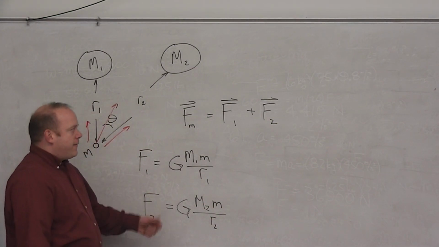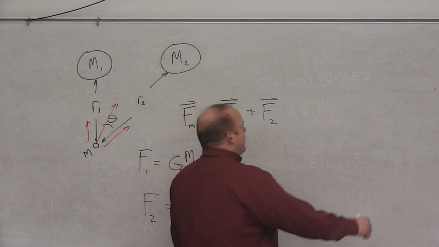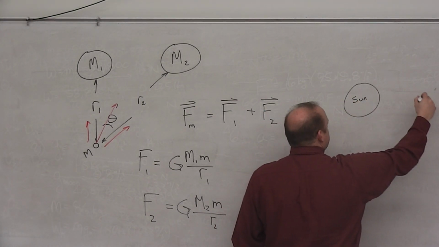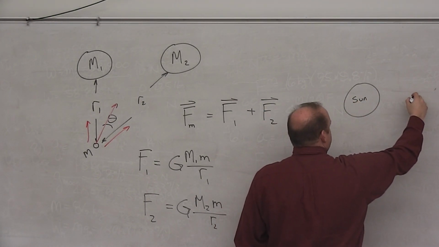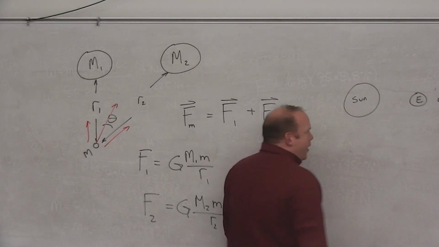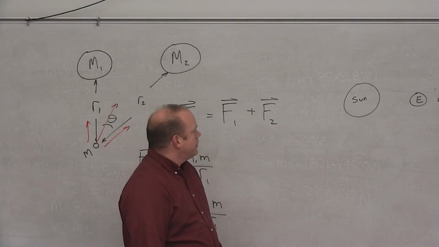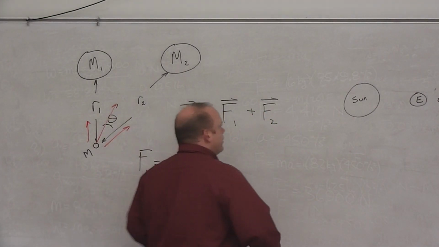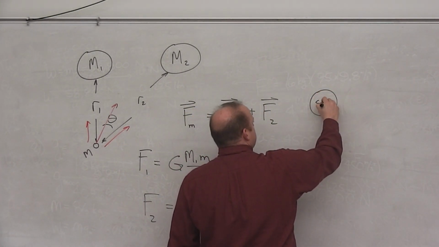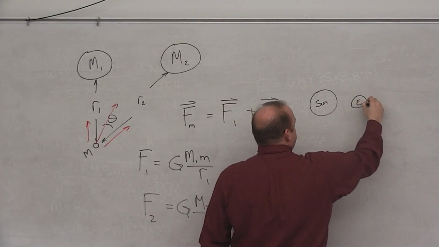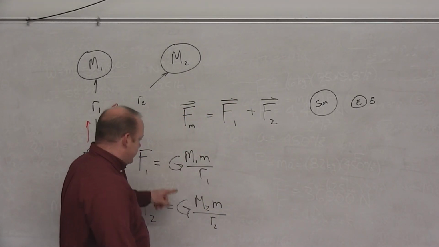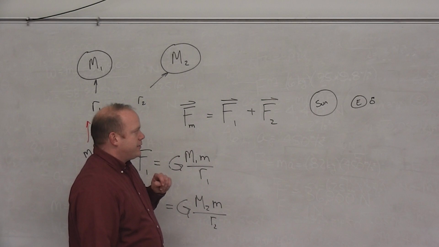Now, if we have them lined up like we have, let's just say we have the sun and the Earth with the moon over here, well, now we can do that calculation pretty straightforwardly. I think I might be running off the page there. Let me move that over. We've got the sun, the Earth, and the moon. Well, in that case, we wouldn't have to worry about the vectors so much.